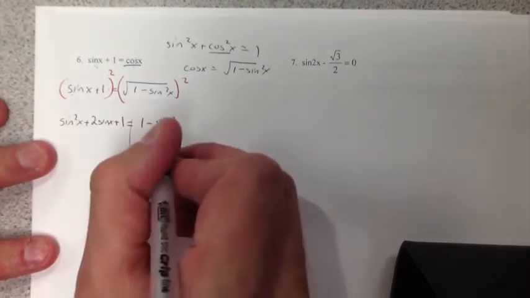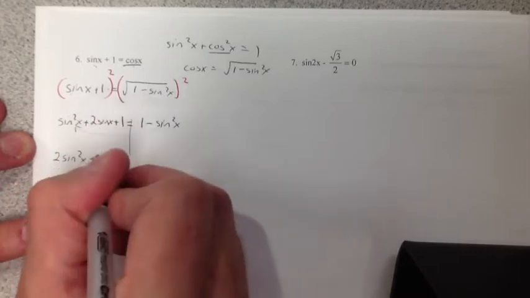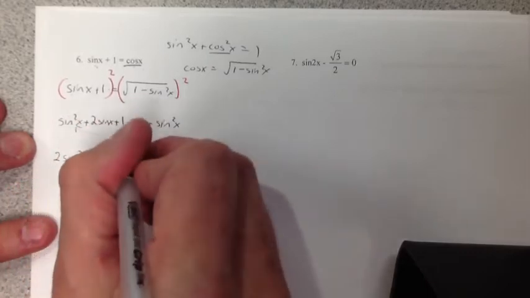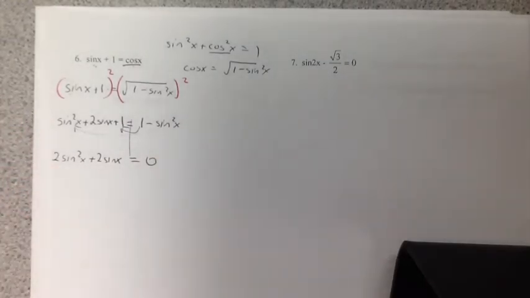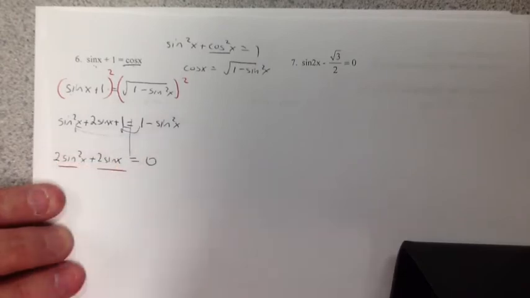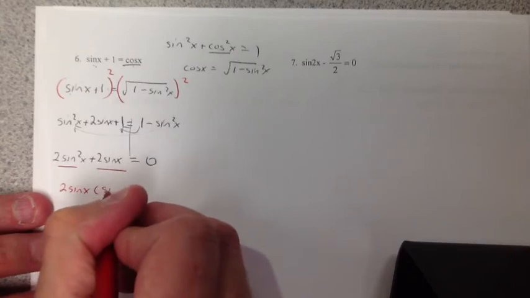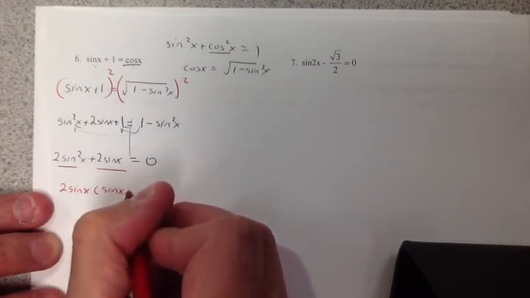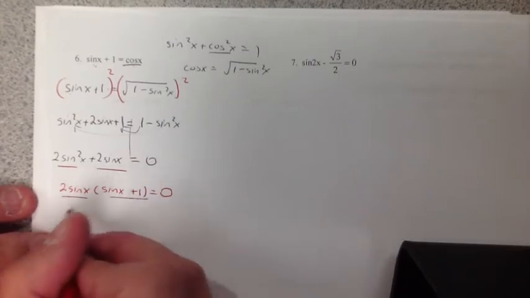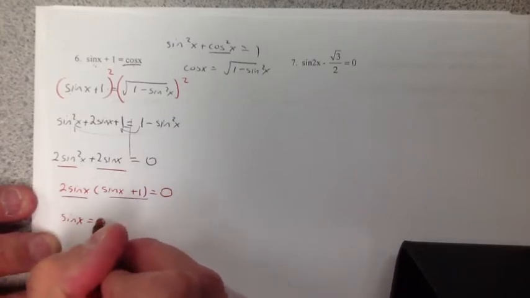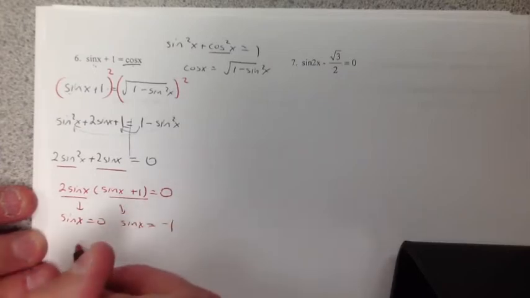Combining your like terms, bring your sine squared of x over. I get 2 sine squared of x plus 2 sine of x. Look at this. The ones cancel. It equals 0. We want that equal to 0. So you guessed it. What do we do next? Yeah, we factor. They both have a 2 and a sine. 2 sine of x times sine of x plus 1 equal to 0. And using the zero product property, sine of x equals 0 for this one, and over here, sine of x equals negative 1.